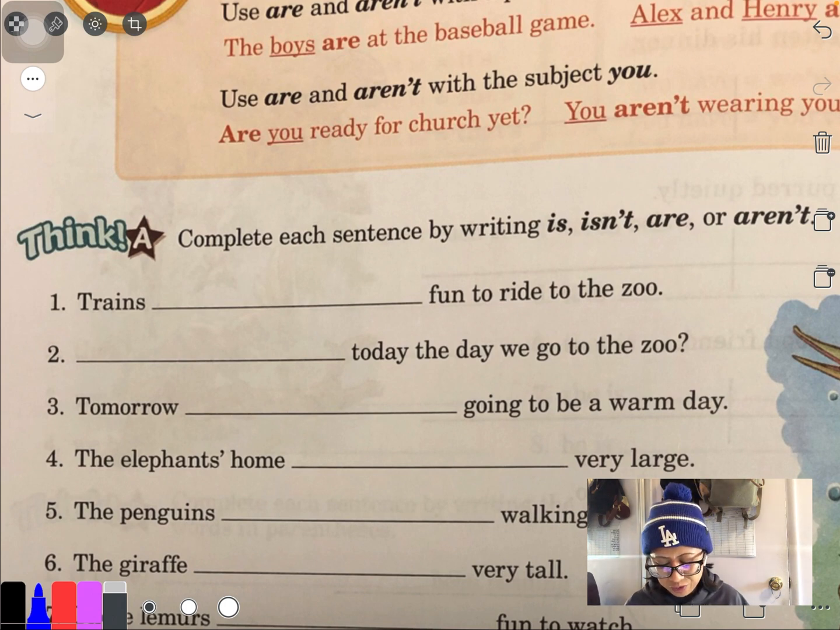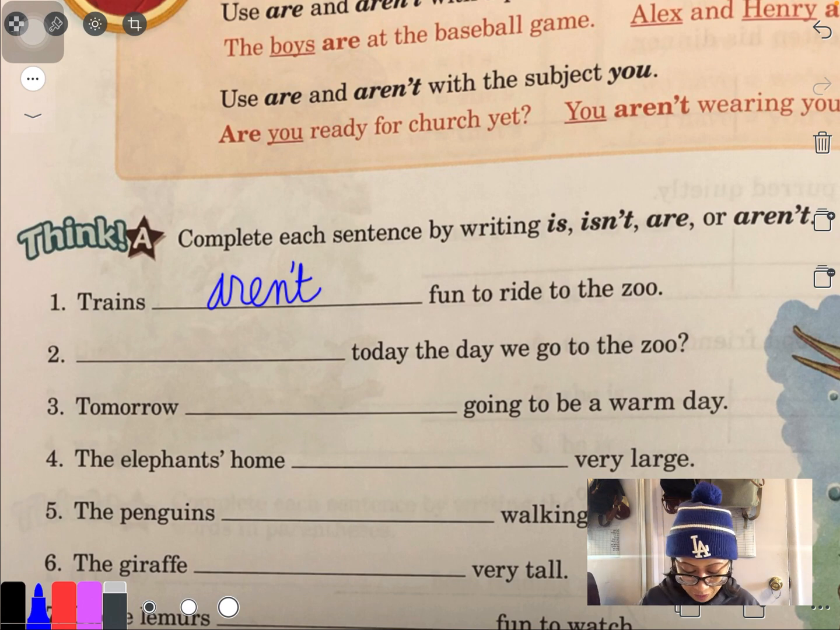So, trains. Trains is fun to ride to the zoo, or trains are fun to ride to the zoo. I'm going to say trains are fun to ride to the zoo. Now, if you don't believe that trains are fun to ride to the zoo, you can put aren't. All right? But you can't put isn't, because that's not correct. You can put either are or aren't, but for the purposes of making this exercise positive, I'm going to say are. We want to stay on the positive side here. Trains are fun to ride to the zoo. We're going to skip number 2 and do number 3. So here, we're going to do 1, 3, and 5, and then the rest at our meeting.